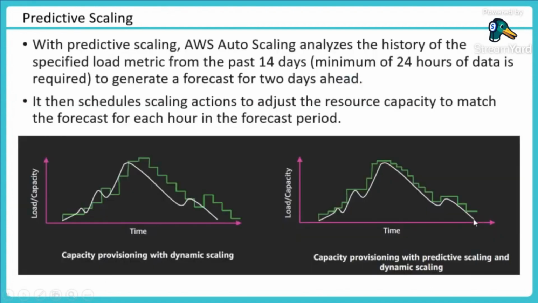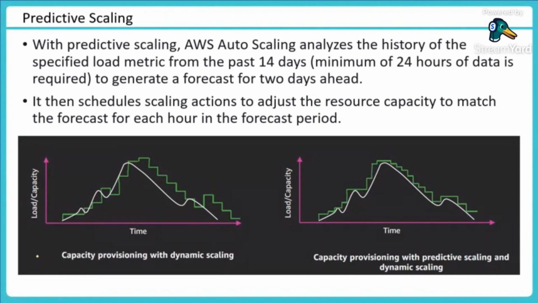What predictive scaling is doing is keeping track of your previous history. It tracks your last 14 days of utilization and, based on that, predicts when you may need more capacity to handle the workload which is coming up. Let me explain this here.